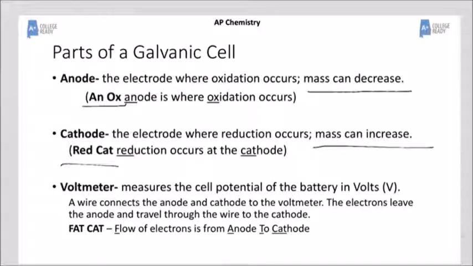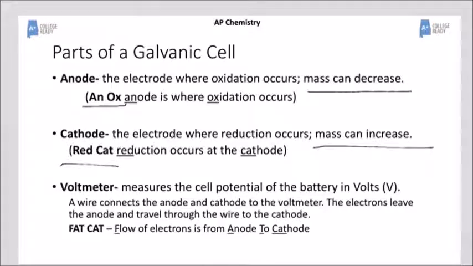We do have an instrument that measures what we call cell potential of the battery. This is when you hear the word voltage, like a 9-volt battery. The voltmeter is measuring that energy that's traveling through the cell, and that's the energy we're using to do work. A wire would connect the anode to the cathode. The wire goes from the anode to the voltmeter and then to the cathode.